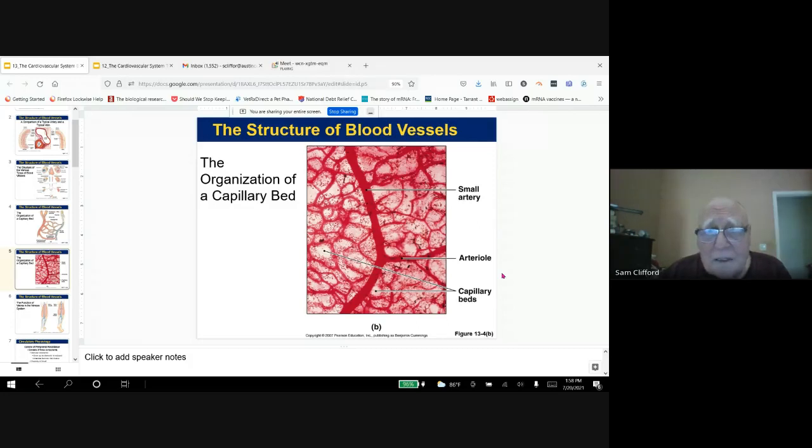Okay, so this is a repeat of the capillary bed. The arterial vessel goes from small artery to arteriole into the capillary beds. And on the other side of the capillary beds, a venule will pick up the blood to start the blood on its way through the veins to be returned to the heart.